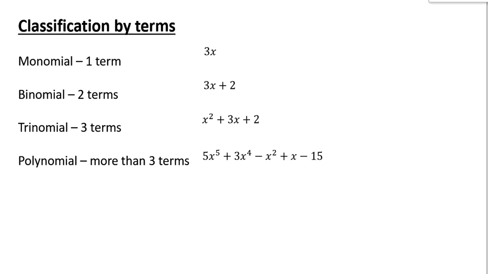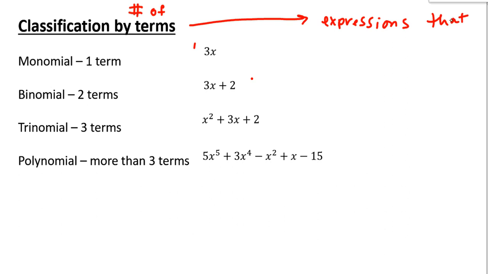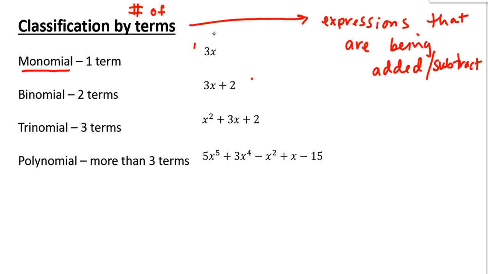Okay, two things we're going to classify by. The first is the number of terms, terms again being the expressions that are being added or subtracted together. Right here, this first one's called a monomial because there's a single term. Notice that there is nothing being added or subtracted to the 3x. It's just a term by itself. There are no pluses or minuses. That is called one term or a monomial.